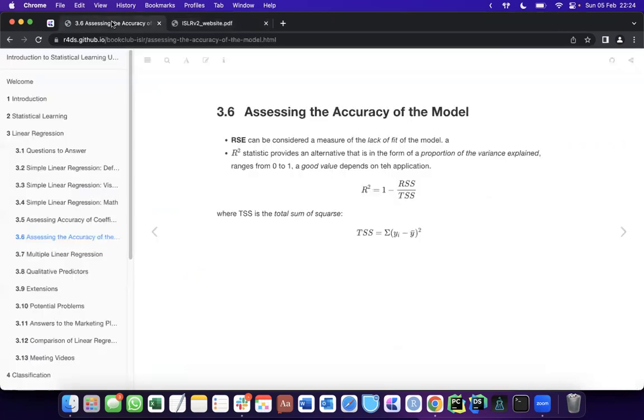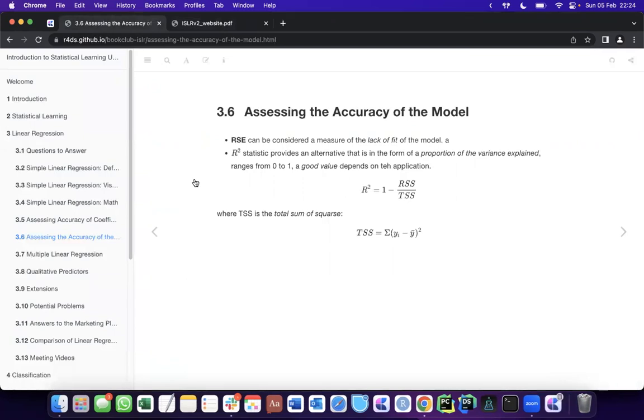Then if we hop back to our slides, if we think about how we can assess the accuracy of a model, there are two main ways that we can do this: through our residual standard error, or RSE, and our R squared statistic. So if we think about our residual standard error, because each observation has an error term, even if we had our perfect actual regression line, we can never perfectly predict Y given some X value.